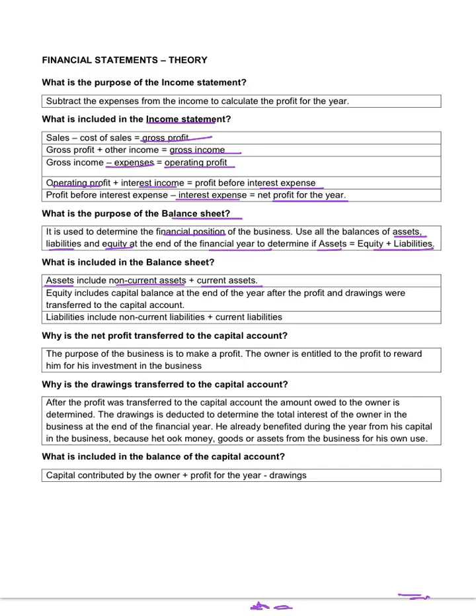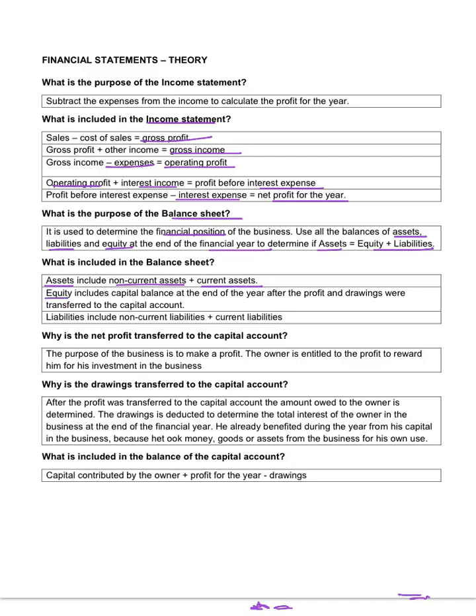Current assets are assets that will change on a regular basis. For example, the cash that you have, money in the bank, petty cash, cash in the cash float to give change to customers, debtors, the amounts that other people owe you because you sold to them on credit, inventory.